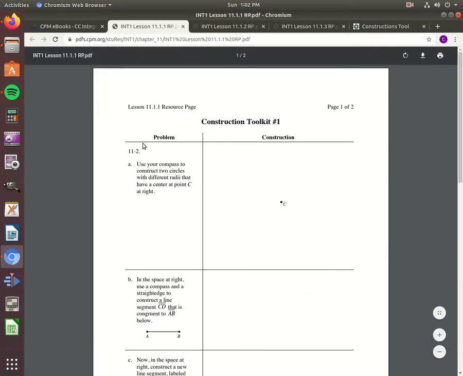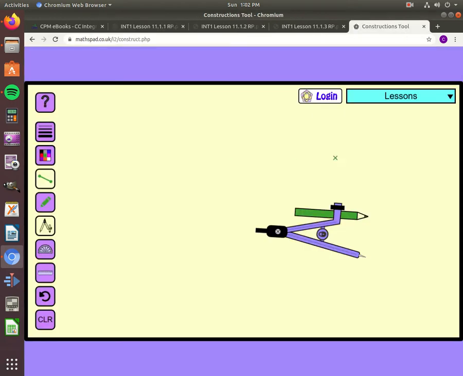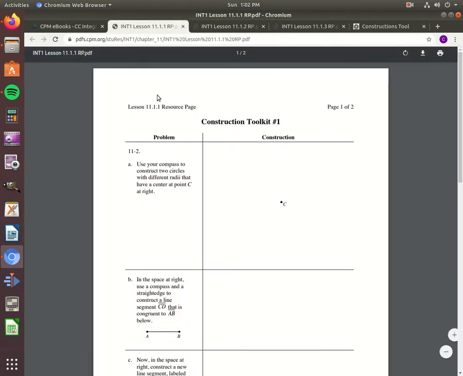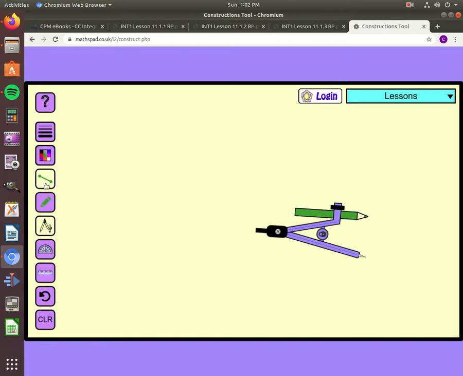The other thing is I'm going to read what it asked me to do, and then I'm going to go over to the construction toolkit and do it from there. So it says use your compass to construct two circles with different radii that have a center of point C. So no worries, I'm going to go over here. And the one thing I don't see is how to make just a point, which I think is interesting. So I'm just going to make a point. It's not a very big point, but if I hit it a couple times, it'll look a little bigger. So that's going to be my point C, and I just need to make two circles.